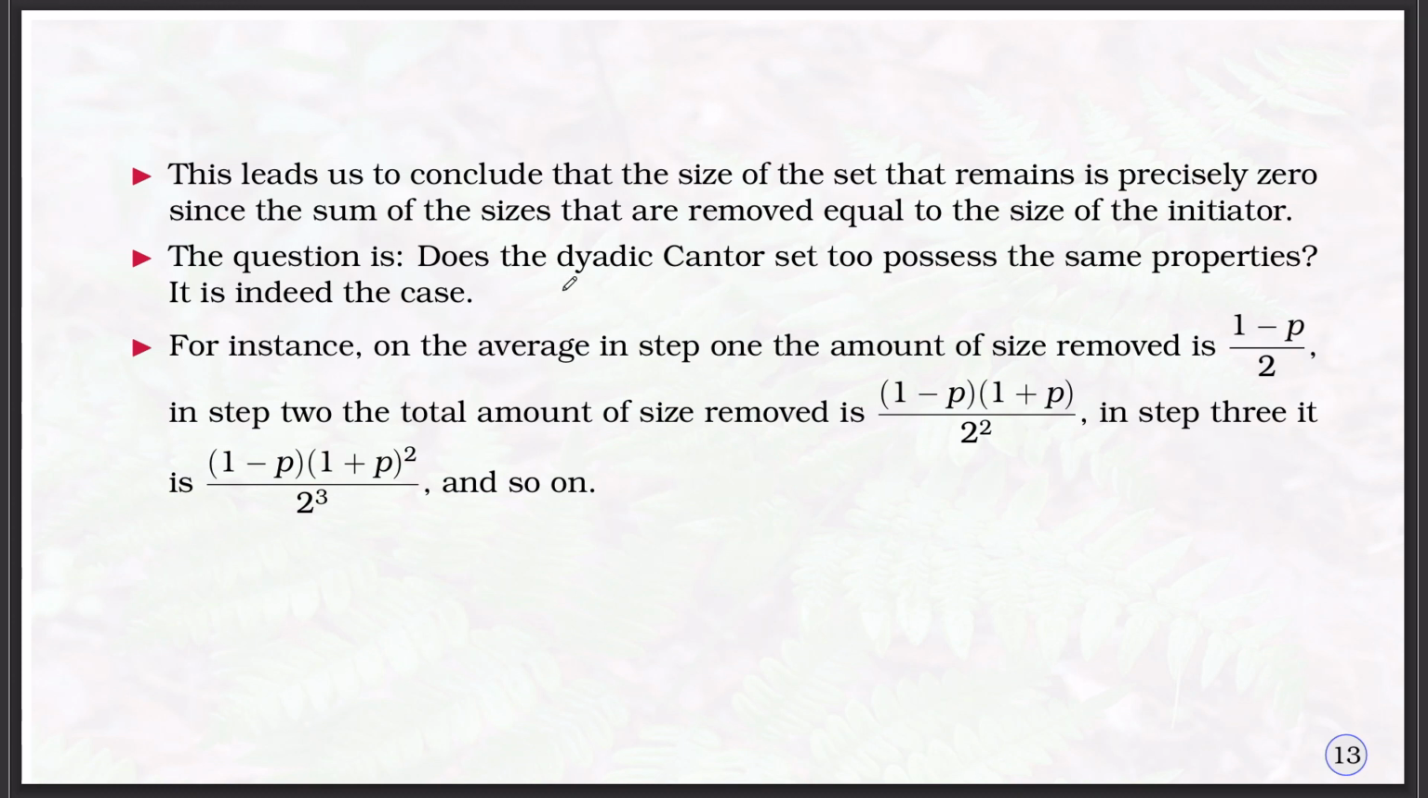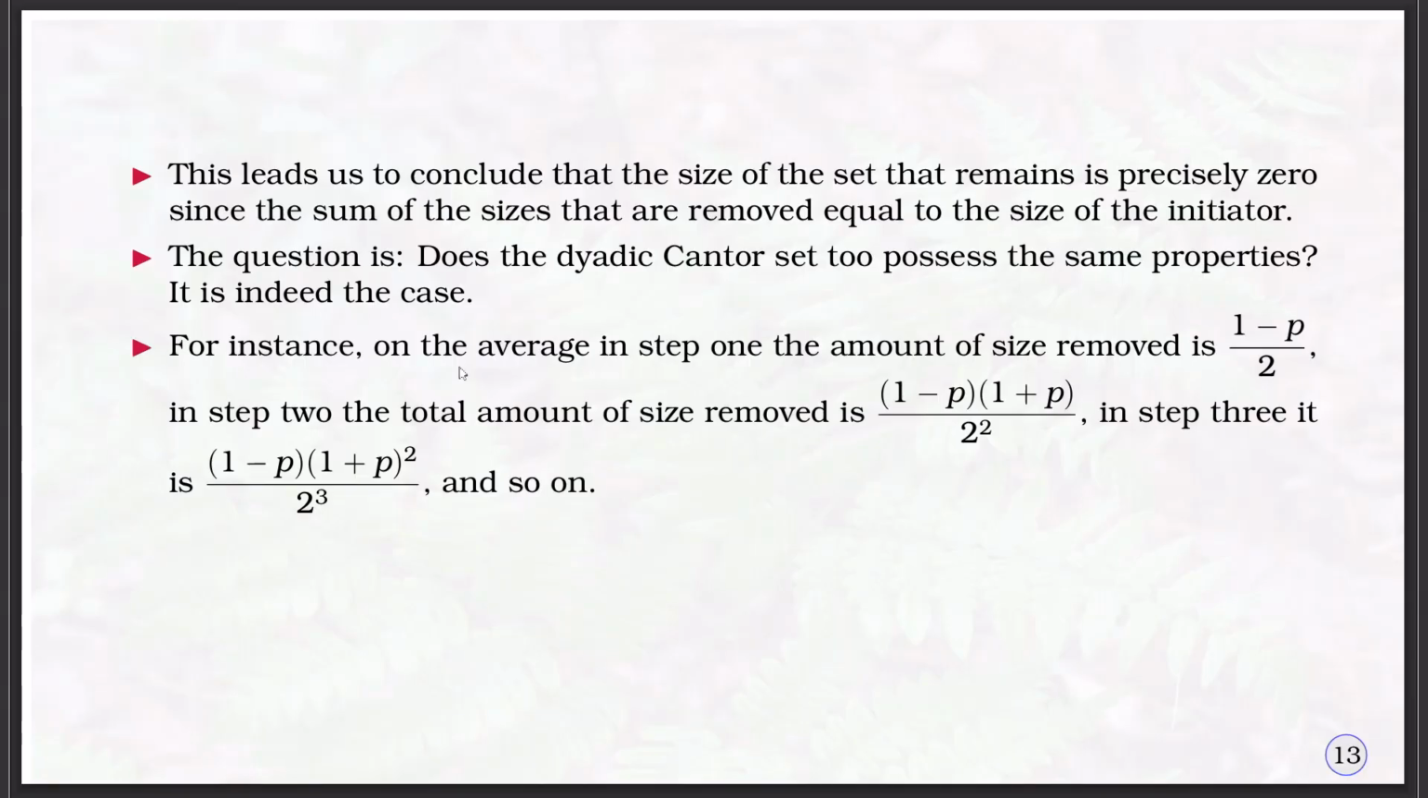The question is, does the dyadic Cantor set also possess the same property? Similar to the triadic Cantor set, we constructed the dyadic Cantor set by including the probability. For instance, on average, in step 1 the amount of size removed is (1 - p)/2. In step 2, the total amount removed is (1 - p)(1 + p)/2^2. In step 3, (1 - p)(1 + p)^2/2^3. In the fourth step, we get (1 - p)(1 + p)^3/2^4.